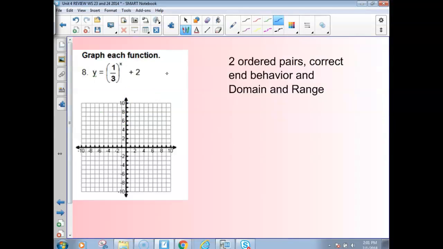Number 8, to graph this function, you need 2 ordered pairs. You can get them off your graphing calculator if you like, and estimate where they are. You must show your asymptotes. If I put in 0 for x, I would get 1 plus 2, which is 3. That's a nice one to put in here. And then I would probably put in -1 because I'd like to do the reciprocal of 1/3, which would be 3, and 3 plus 2 is 5. So (0, 3) and (-1, 5) would be very nice points to use.